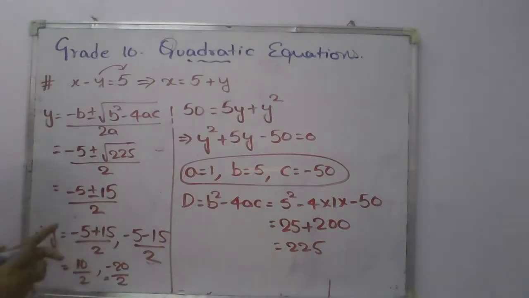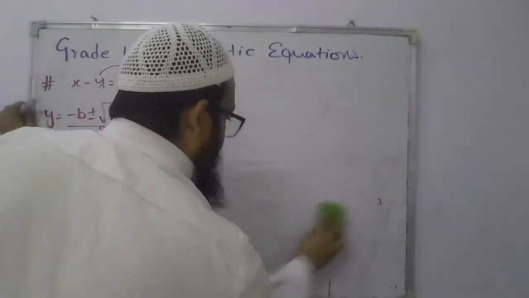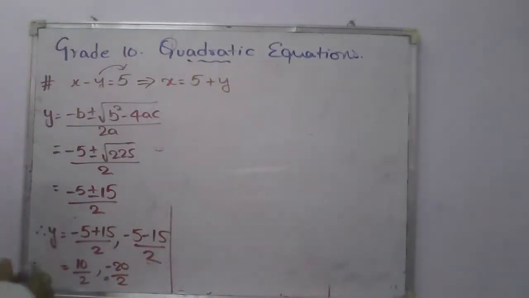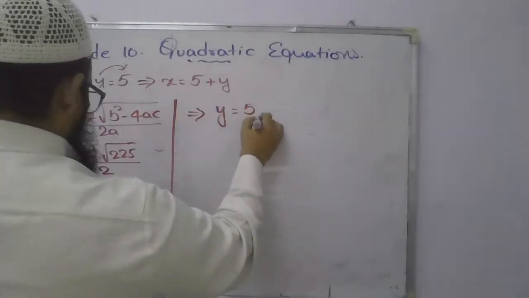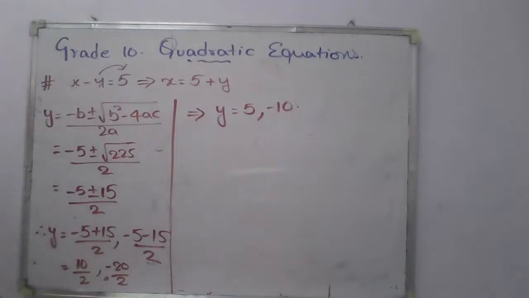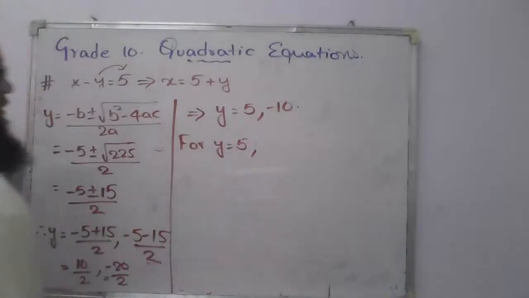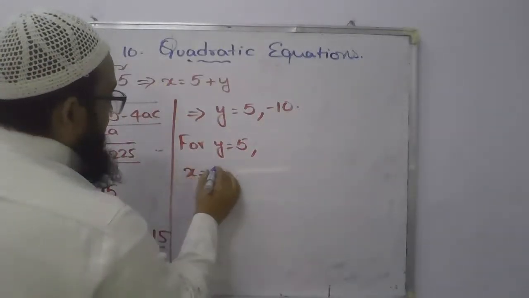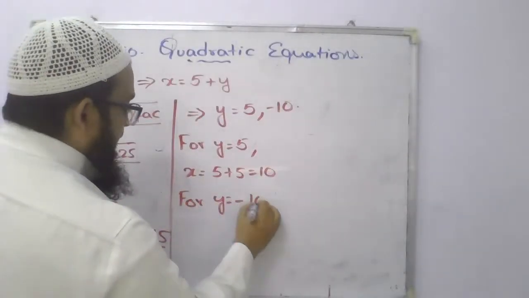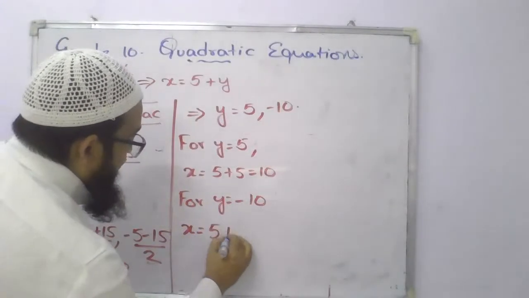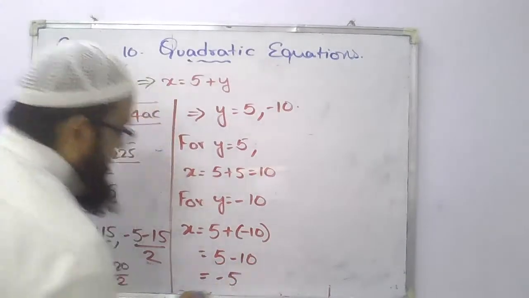So that implies y is equal to 5, minus 10. Okay, 5 and minus 10. So for y is equal to 5, what will be x? x is equal to 5 plus 5, that is equal to 10. For y is equal to minus 10, x is equal to 5 plus of minus 10. So that is equal to 5 minus 10, that is equal to minus 5.